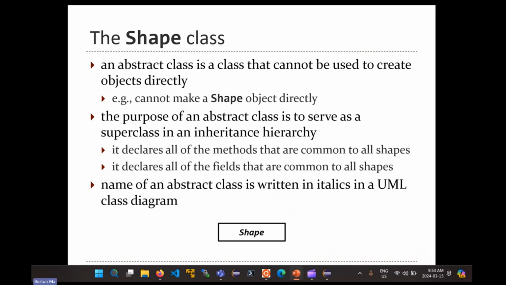So someone can come along and make a circle class that extends shape. They get all of the stuff that shape defines. They inherit all of the methods and fields from shape, and then they can complete their class. So the purpose of an abstract class is to serve as a building block for other classes. If you draw this in a UML class diagram, it looks exactly the same as a regular class, except the name is written in italics, and that's what indicates this is abstract.